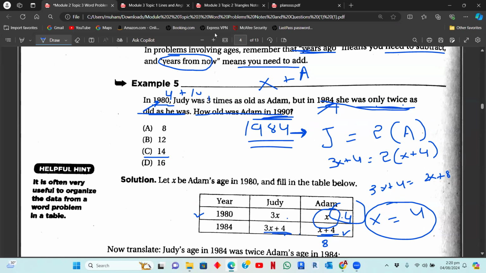Guys, is this clear to all of you? Yes. Just explain this again. All of it?